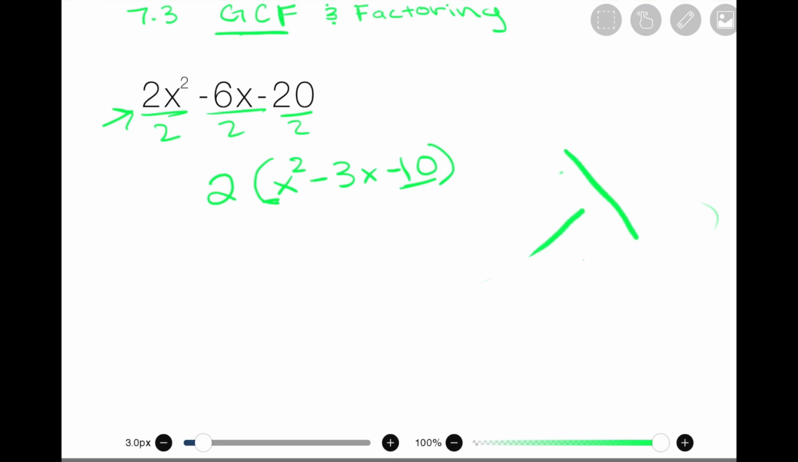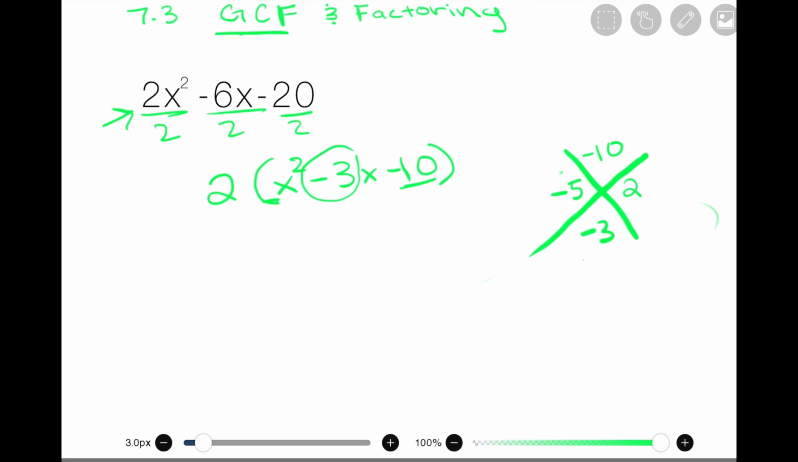Because it's 1, we're going to make this big X shape, and we're going to put a times c at the top. So that's going to be negative 10 at the top. Then we take this b value and put it at the bottom, so that's negative 3 at the bottom. Now we have to find which two numbers multiply to equal the top and add to equal the bottom. In this case, it's going to be negative 5 and 2. Negative 5 times 2 equals negative 10, and negative 5 plus 2 equals negative 3.